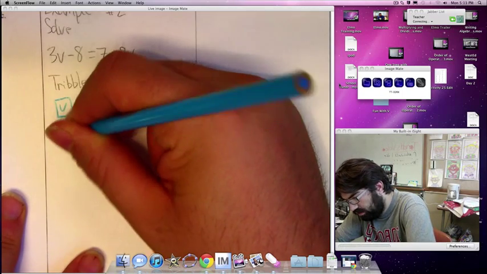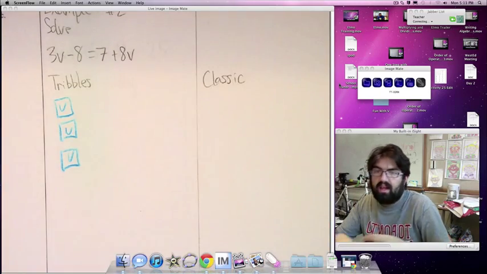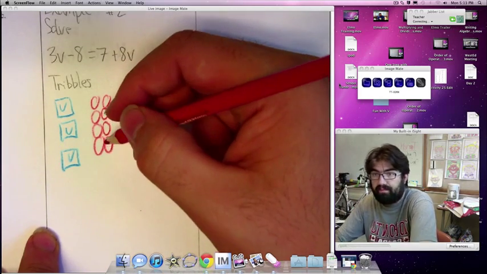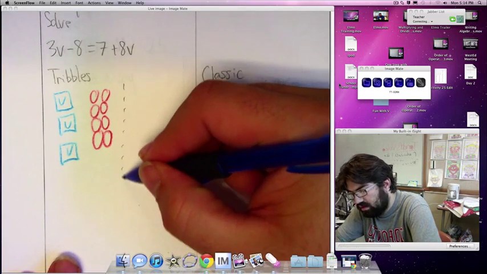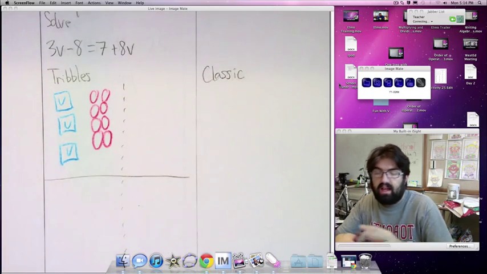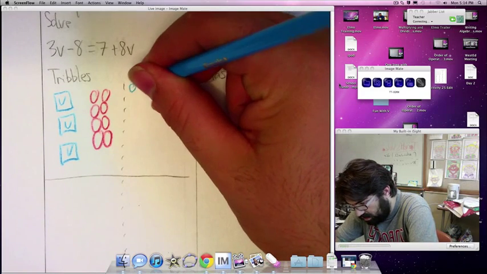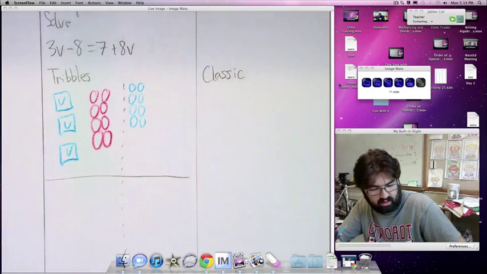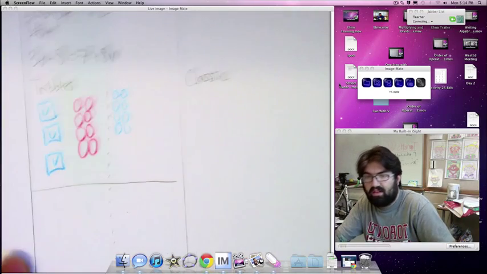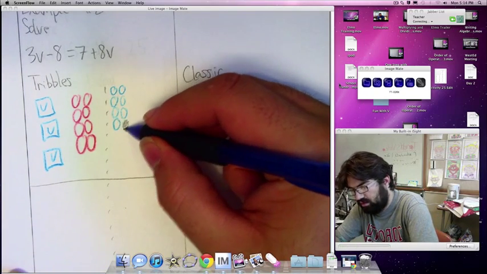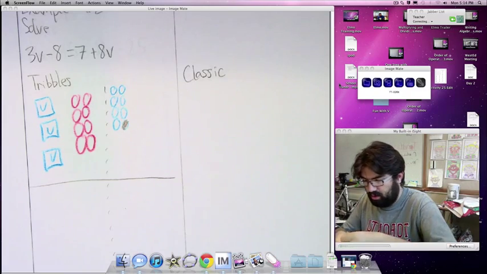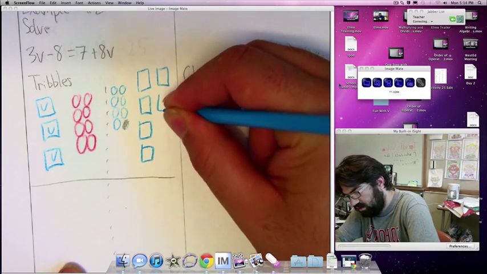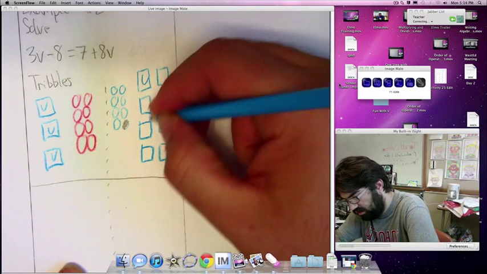I've got 3v, minus 8, so that's 8 negatives. 1, 2, 3, 4, 5, 6, 7, 8. Right? Let's do my dotted line. Is equal to 7 positives. Oh, just 7, sorry. A little too carried away with those minus. Ignore that last one. Okay. Plus 8v, so I'm going to put 8 v's.